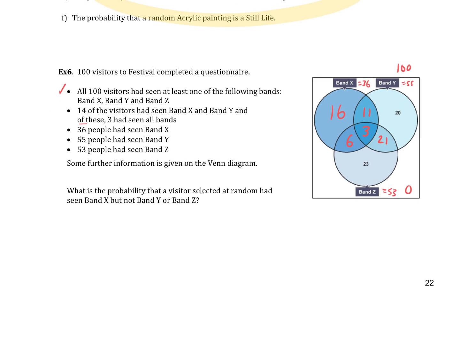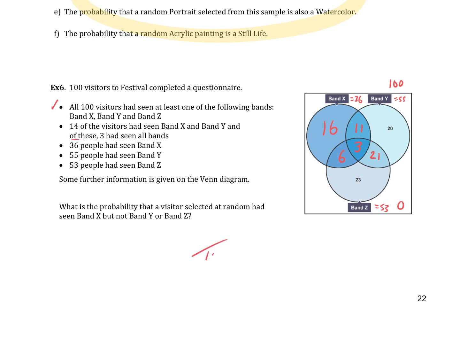What is the probability that a visitor selected at random, so that's out of 100, had seen X but not Y or Z?